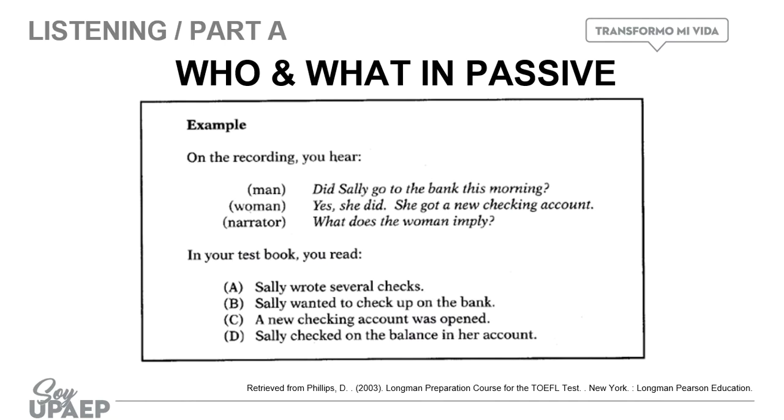So for example, in the following conversation you have: Did Sally go to the bank this morning? Yes, she did. She got a new checking account. What does the woman imply? Okay, so let's begin by analyzing what the second speaker said. It says she got a new checking account. Is that active or is that passive? Yes, the sentence is active voice. Why? Because we have the word order: subject, verb, and object. She is the subject, got is the verb, and a new checking account is the object.